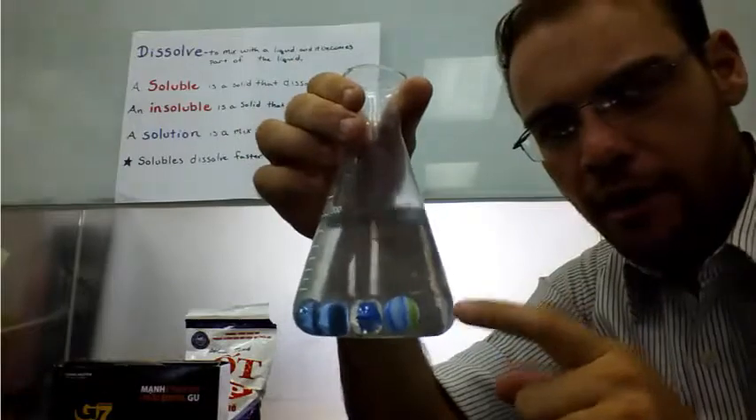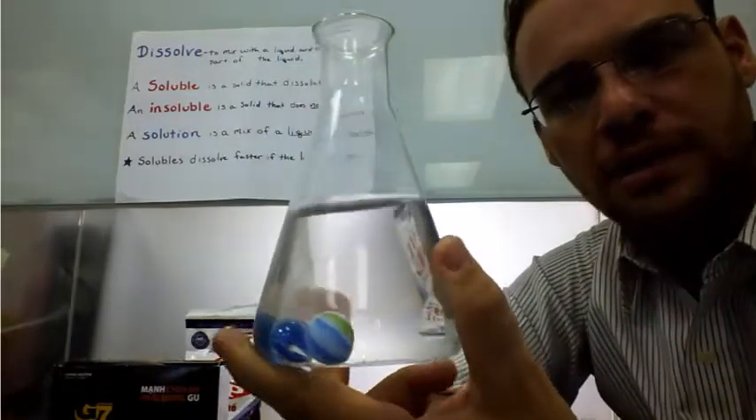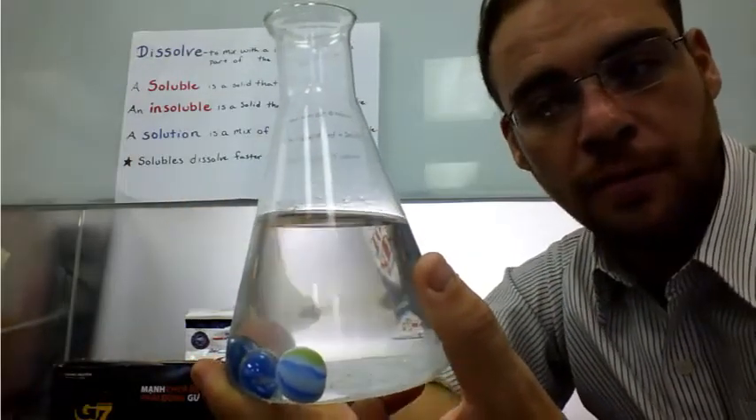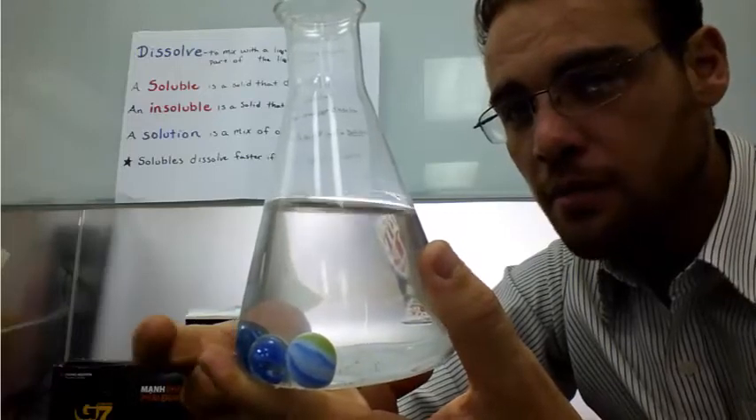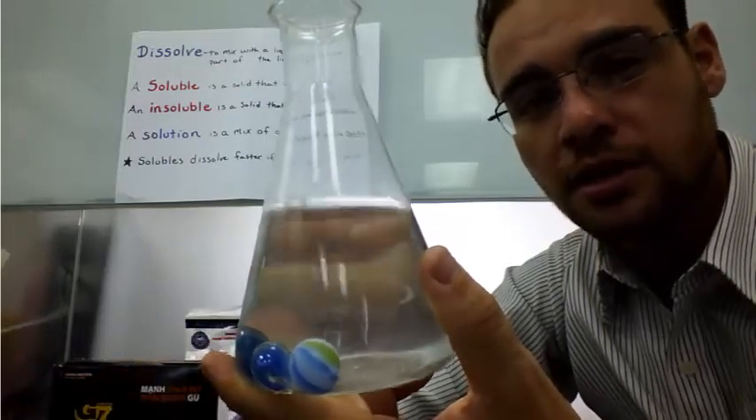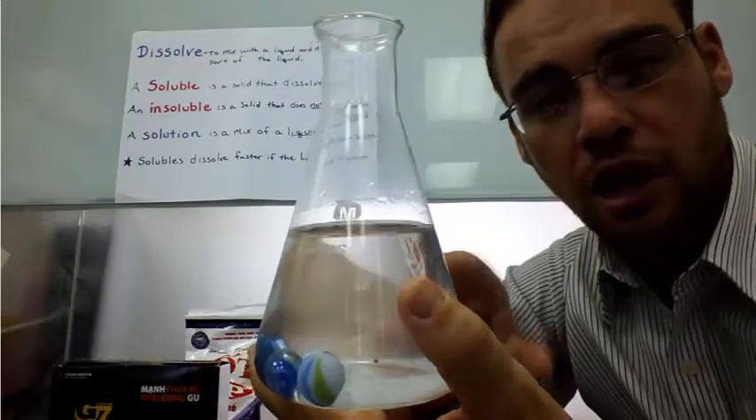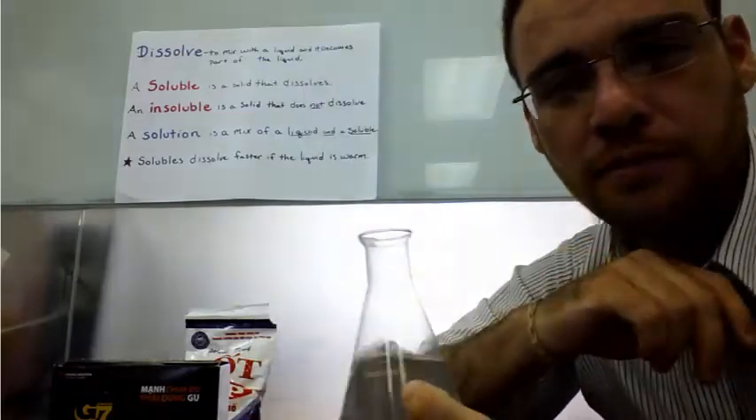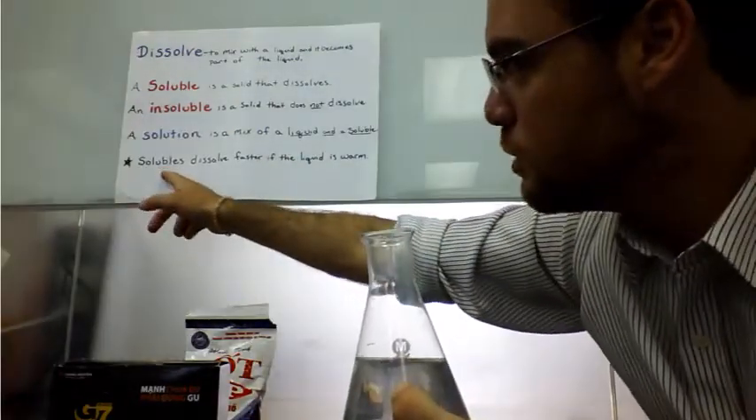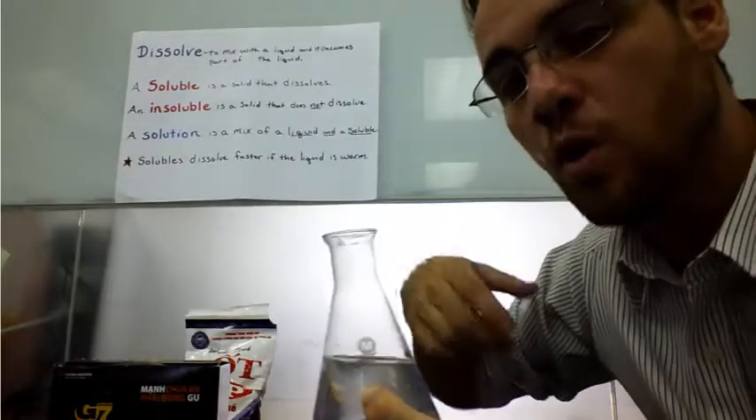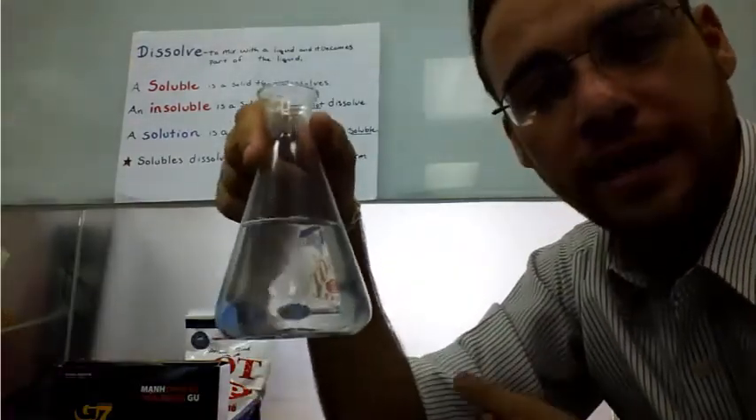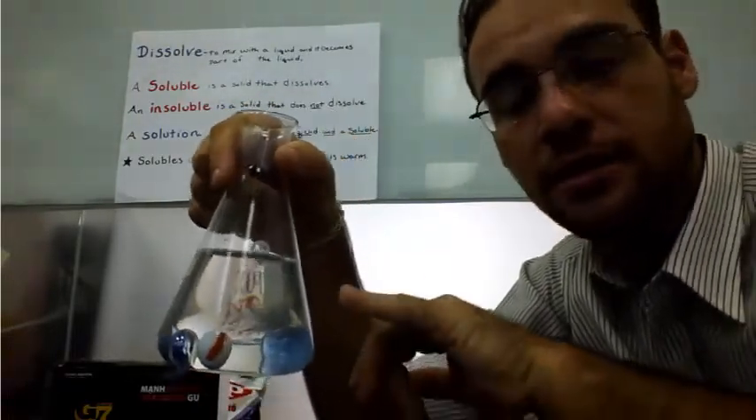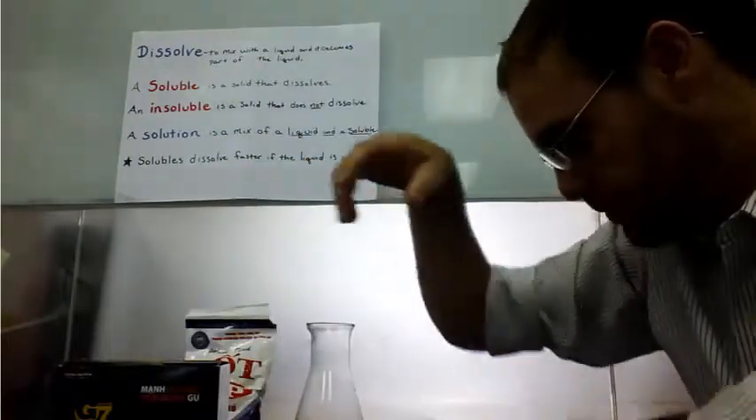So, in here, we have a solution. This would be called a salt solution because there's salt and water in the solution. It's not a marble solution because the marbles didn't dissolve. It's a salt solution. The soluble and the liquid, okay? So that's a solution. And just while we're talking about it, remember, solubles dissolve faster if the liquid is warm. If this was boiling, it would have taken much less than 1 minute for me to shake it and to have the salt dissolve.